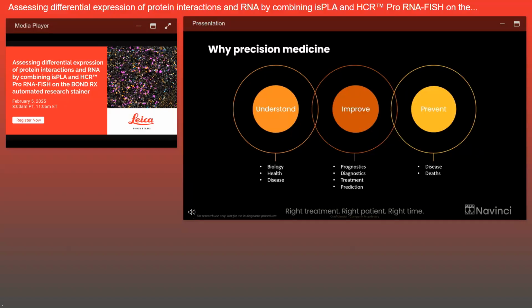So taking a step back, why is precision medicine such an interesting field to be working in? Precision medicine is an emerging field that seeks to understand the individual, be that in their biology, in their health and disease. Understanding the individual allows us to improve upon prognostics, diagnostics, treatment, and prediction, and then move towards preventing disease and deaths in a way that conventional medicine cannot do. Therefore, we will hopefully have improved patient outcomes and move towards revolutionizing the healthcare system towards a more sustainable model.